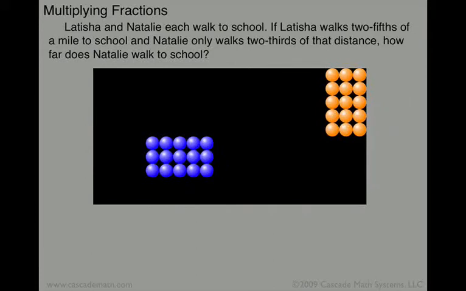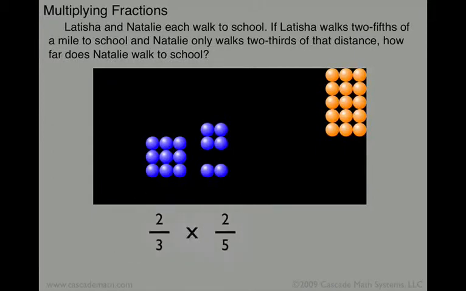Here's how I worked the problem. The first thing I did was divide the rectangle into 5 equal parts. 2 of these parts will represent the distance Letitia walks. Next, I divided the part representing the distance Letitia walks into 3 equal parts. 2 of these parts represent the distance Natalie walks.